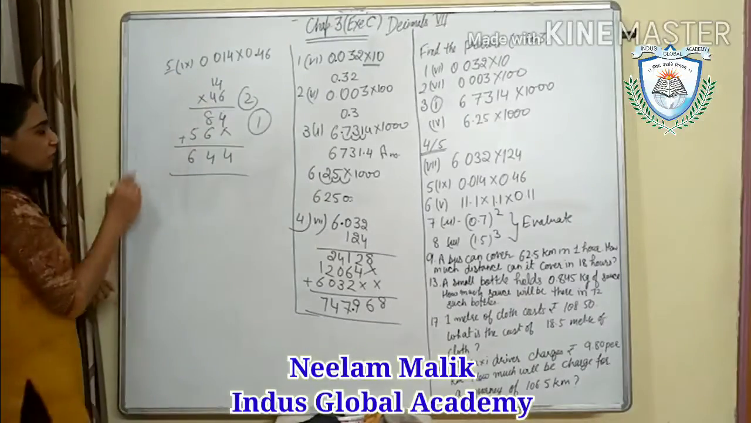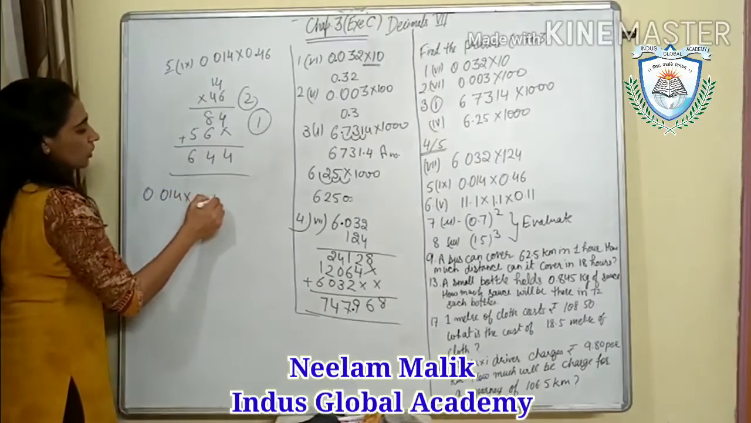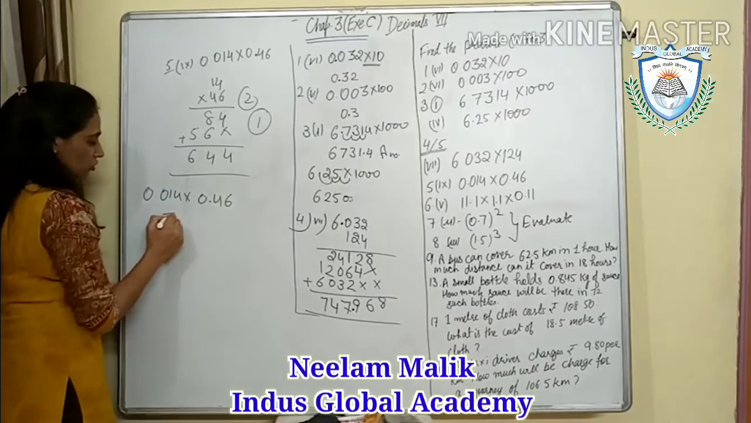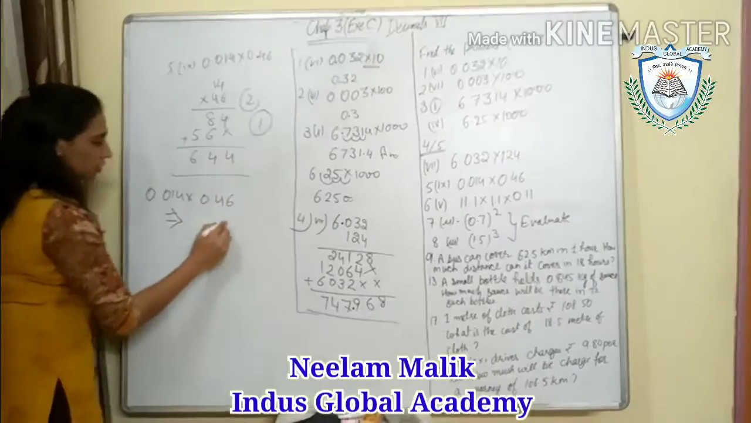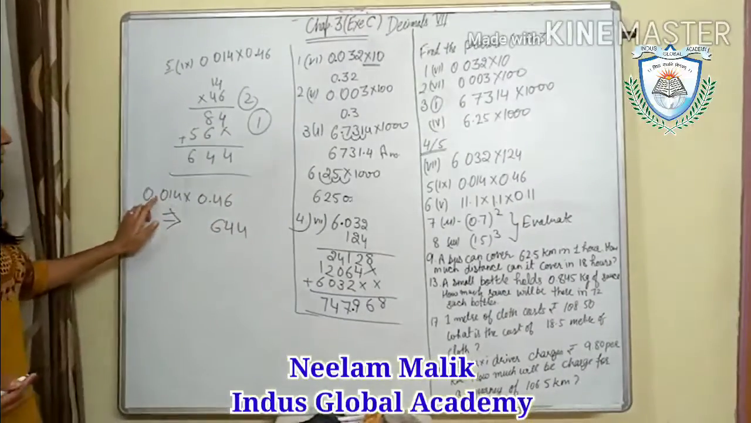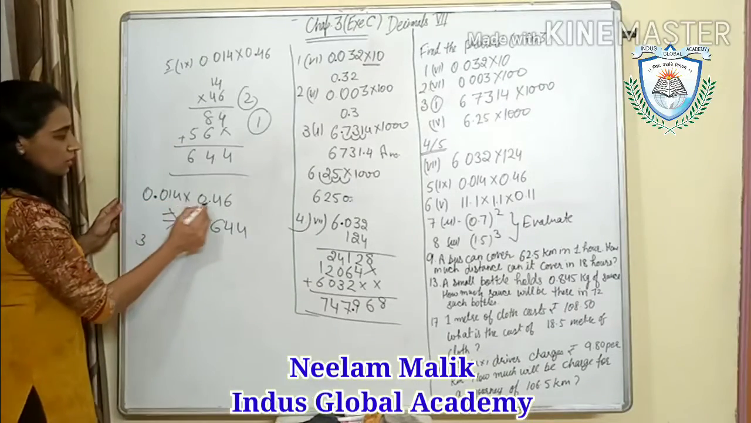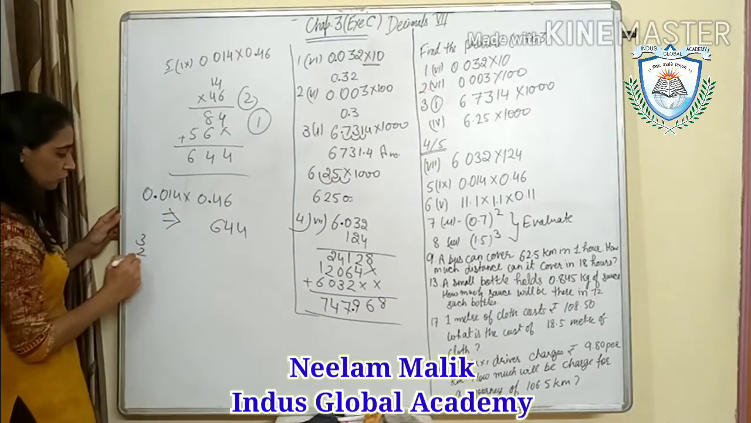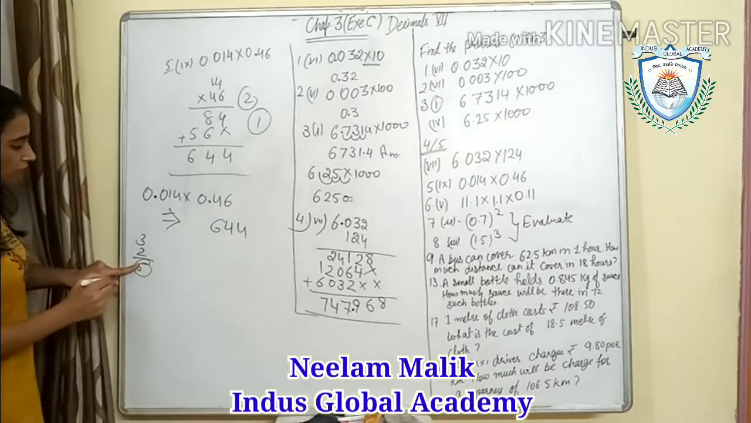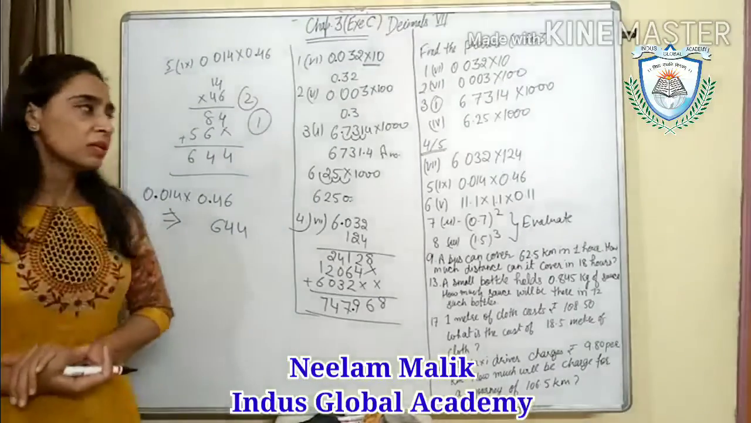But what was our statement? That was 0.014 into 0.46. Yes, so you will write here this 644. After the decimal point, here is 1, 2, 3 in this, and here 1, 2. So how many places do we need? 5. We need 5 numbers after the decimal.